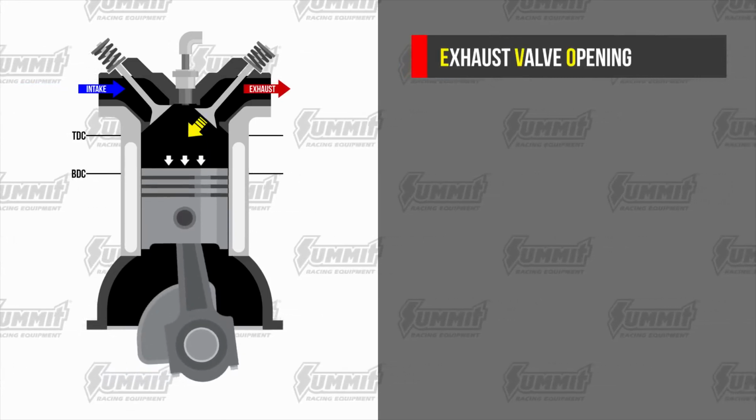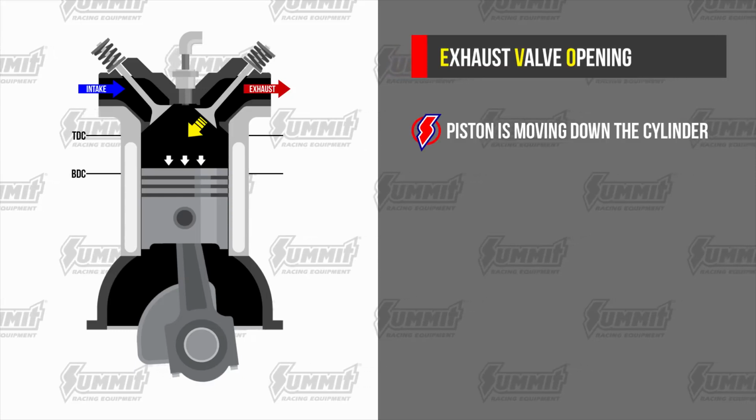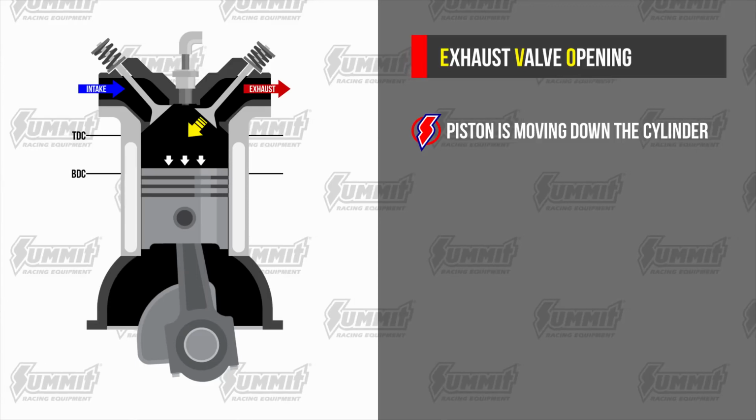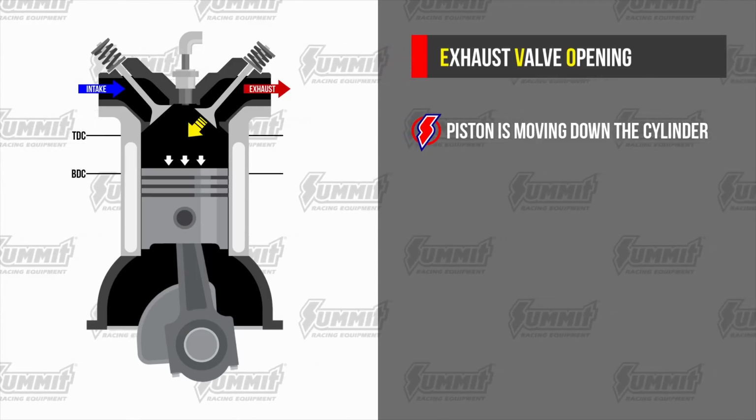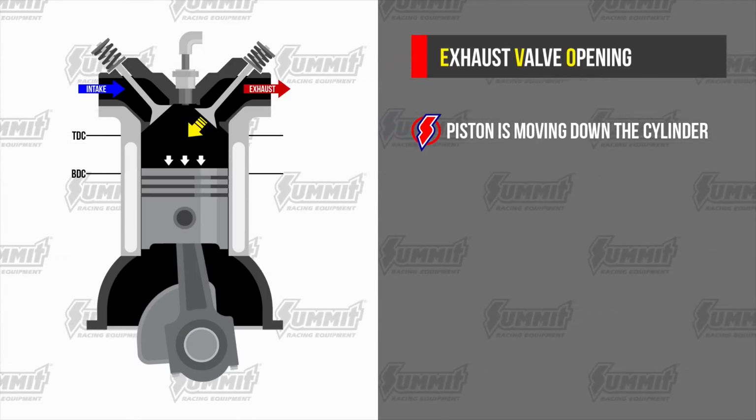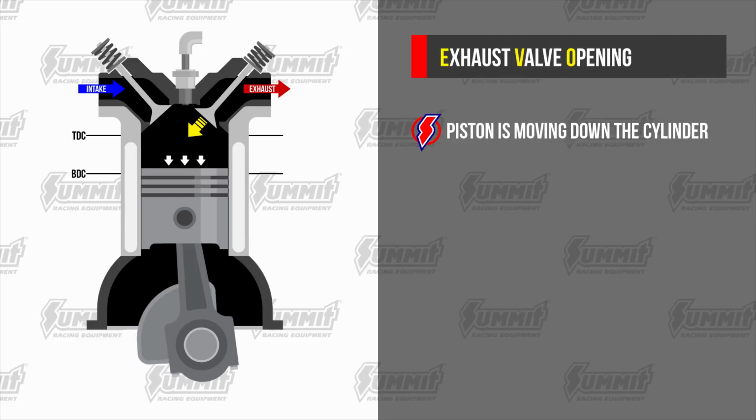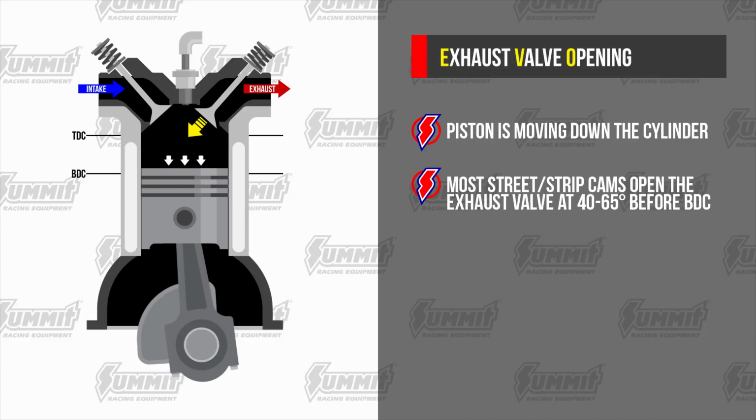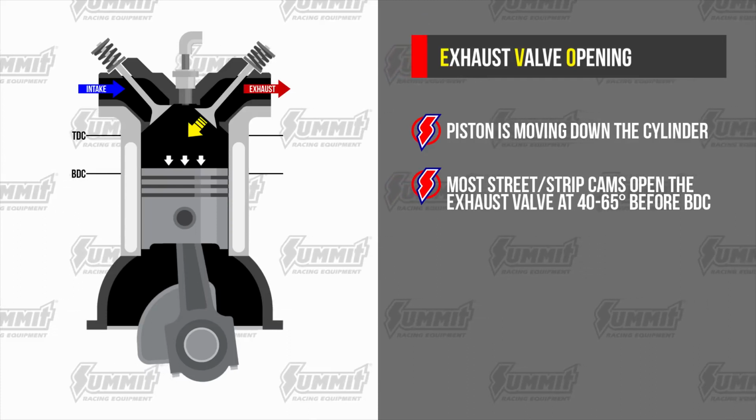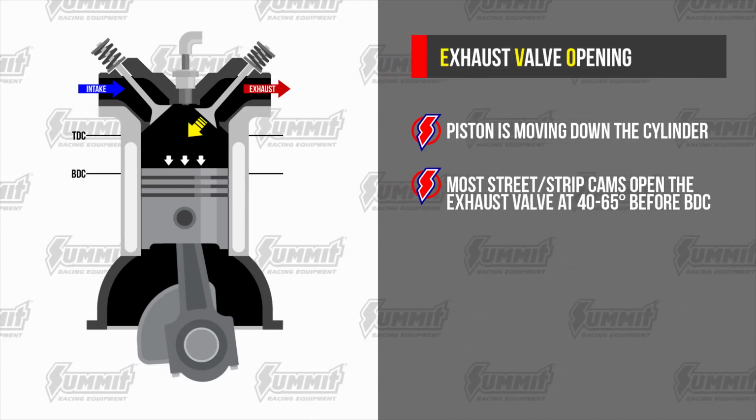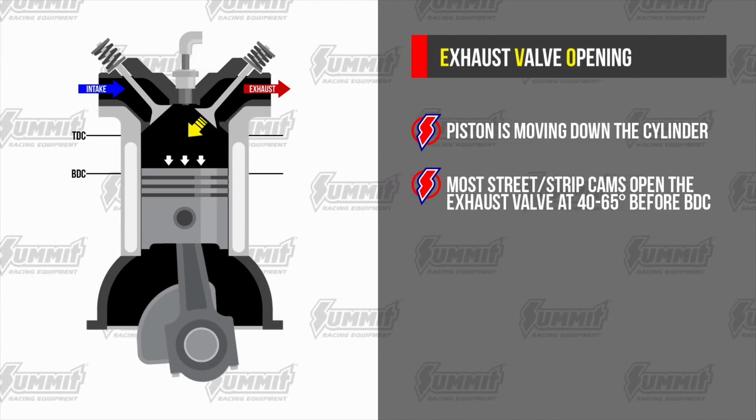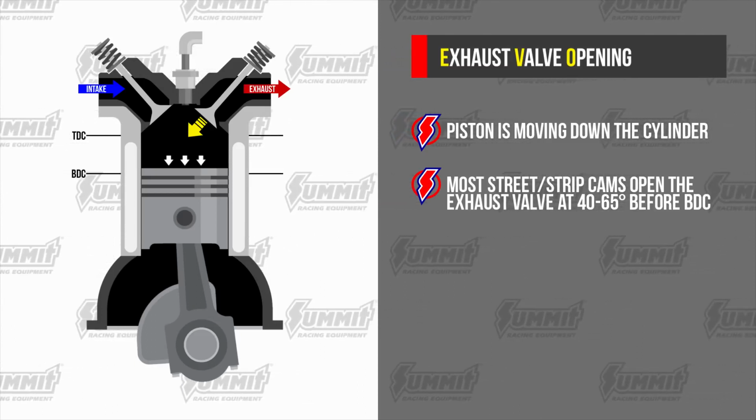At this point on the power stroke, the piston is over halfway down the cylinder. There is little positive pressure on the piston left to create horsepower, so we crack the exhaust valve open at roughly 60 degrees before bottom dead center in this example. You'll see most street strip cams start to open at 40 to 65 degrees at 50 thousandths before bottom dead center. Opening the exhaust a little earlier or later is a slight compromise.